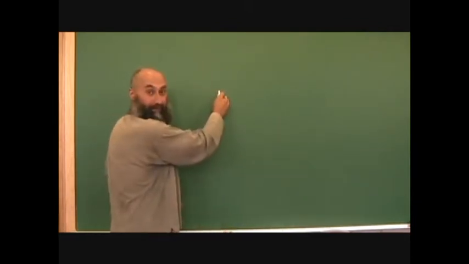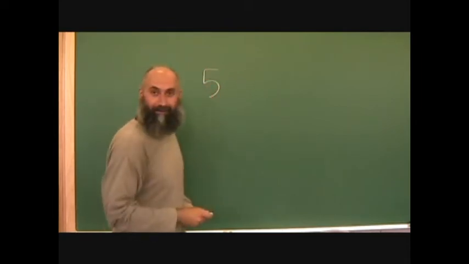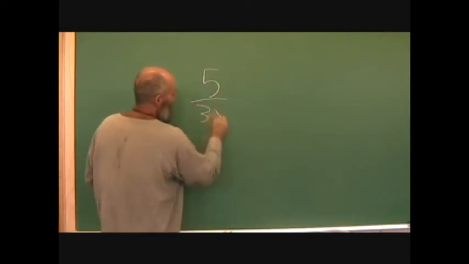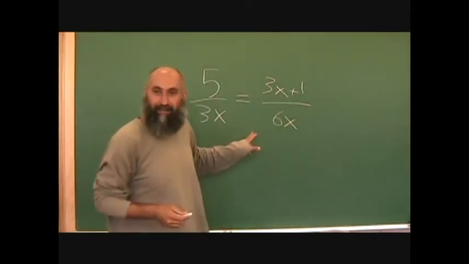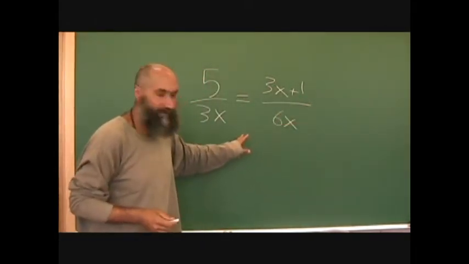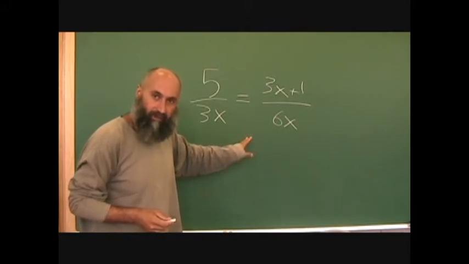So let's say we have something like this. Can you see that? I hope so. 5 over 3x is equal to... Let's say we have this equation and they ask us to solve this equation.